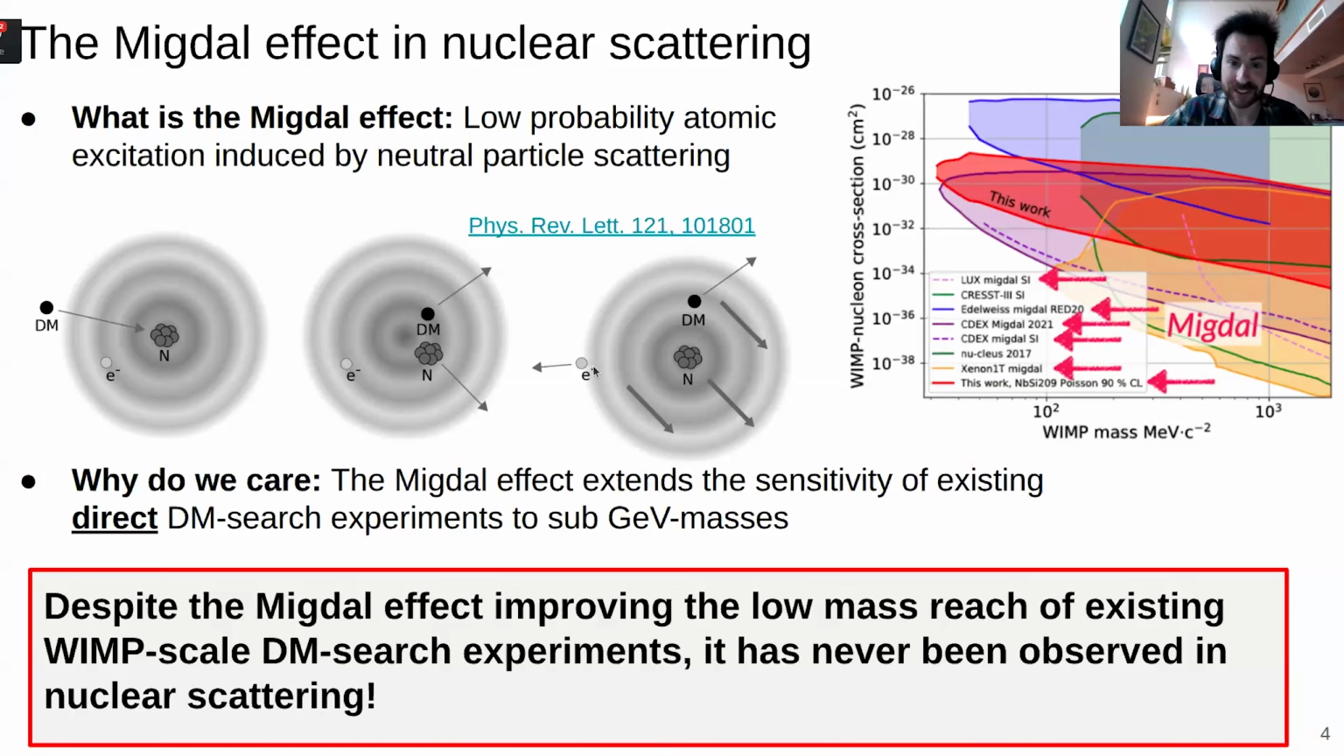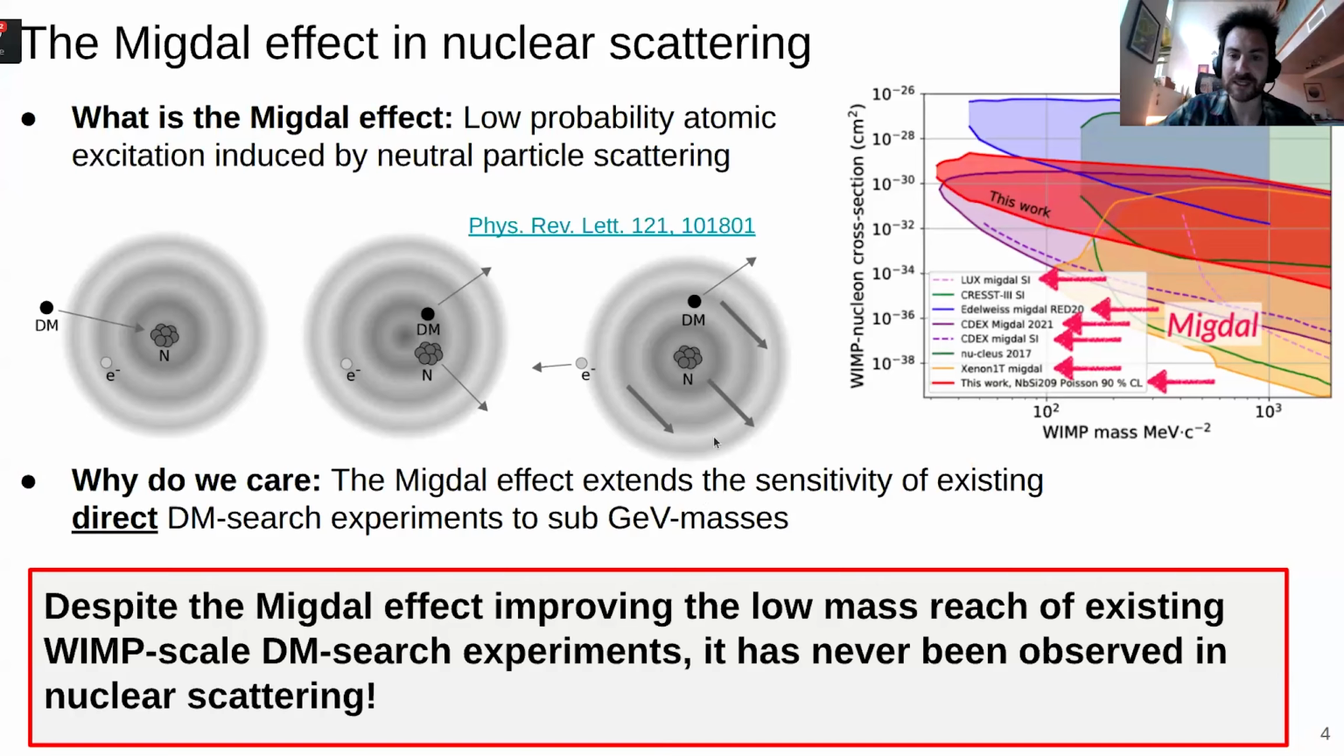Why do we care about this? It's really relevant for light dark matter searches. When I say light dark matter, I mean light WIMP scale dark matter. It turns out that the Migdal effect has allowed existing direct dark matter search experiments to lower their mass sensitivity, extending it to sub-GeV dark matter masses.